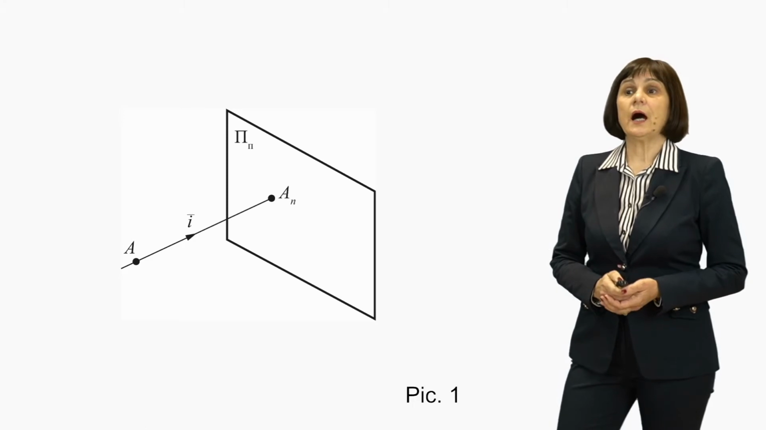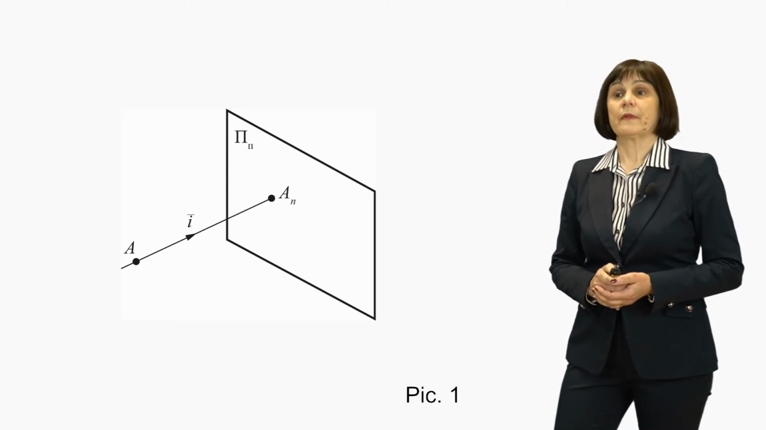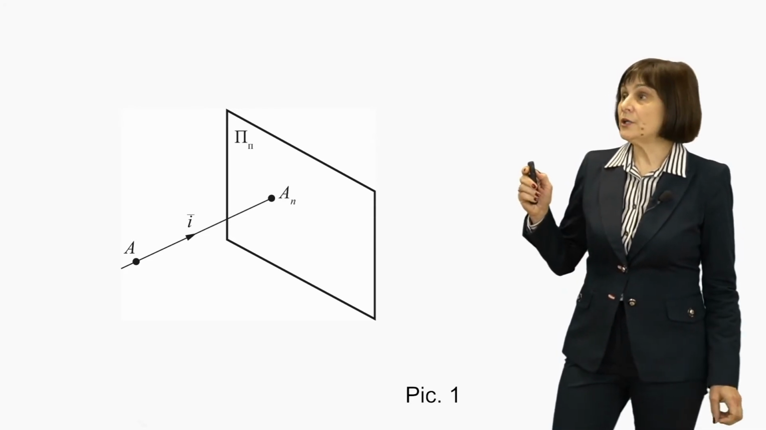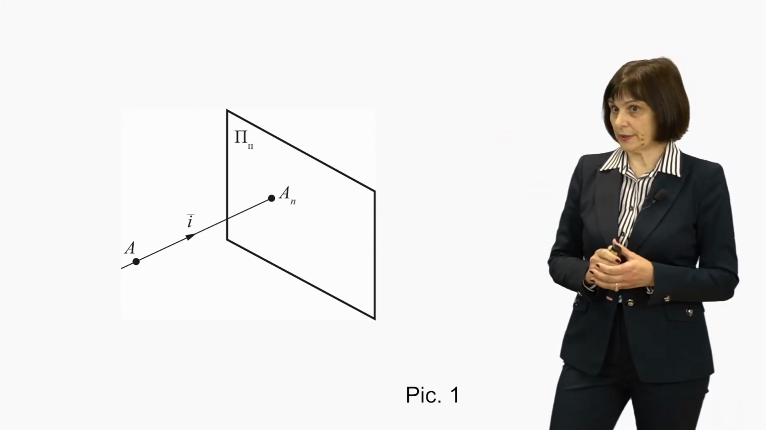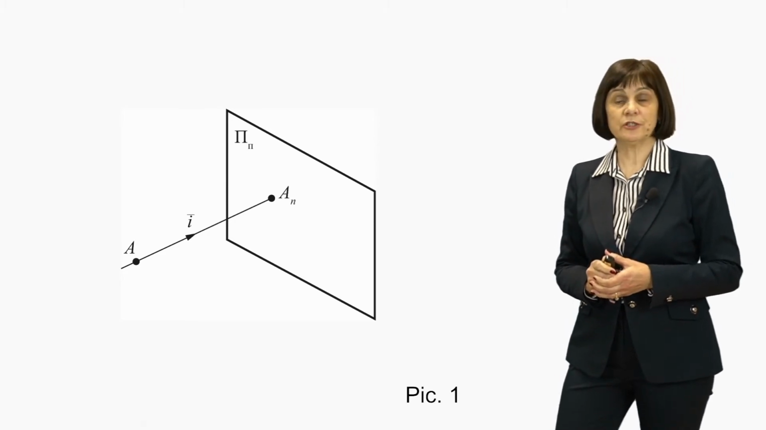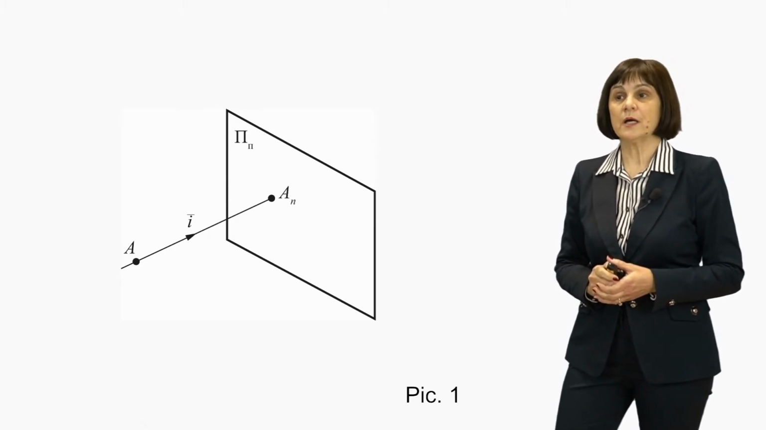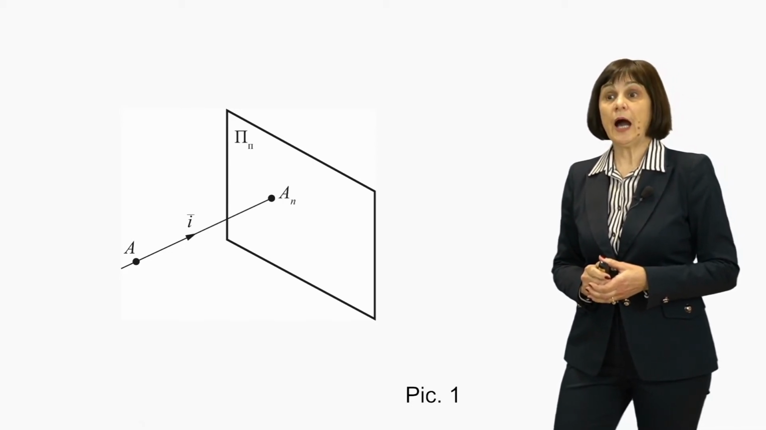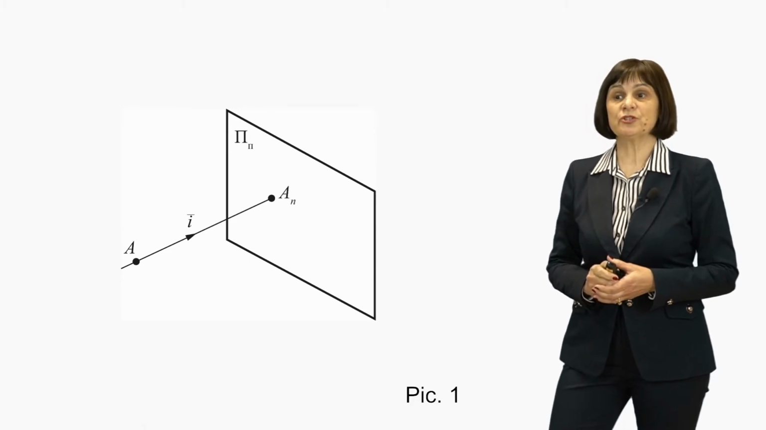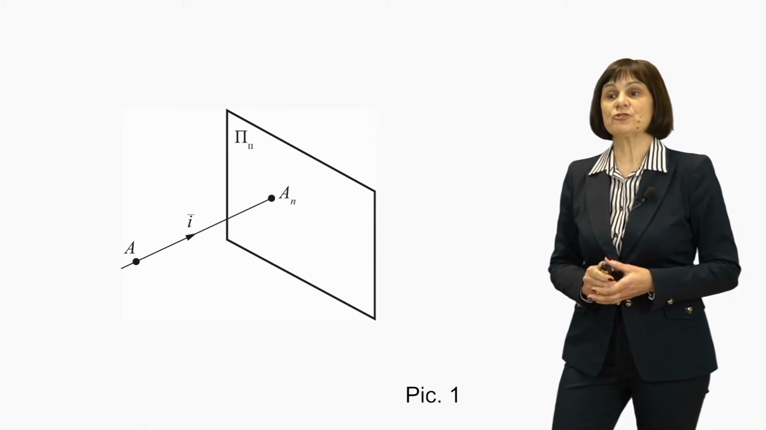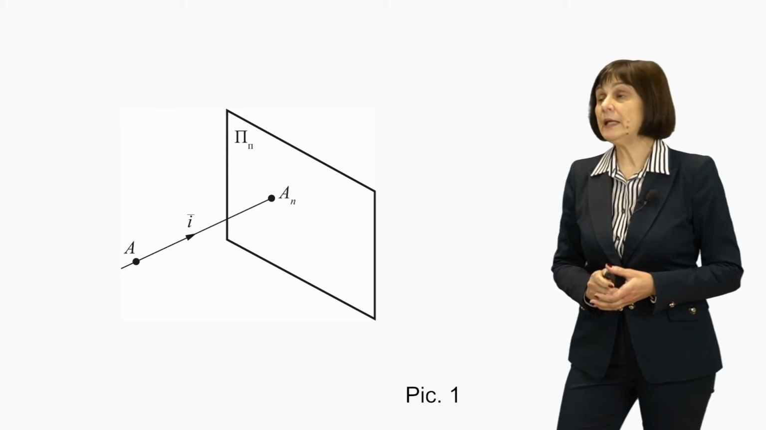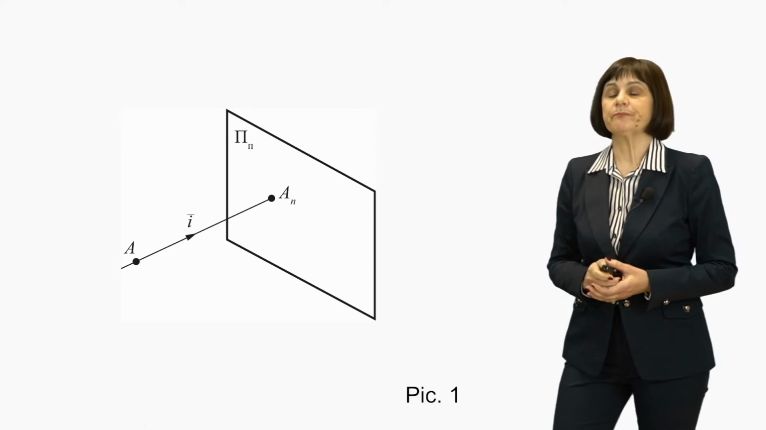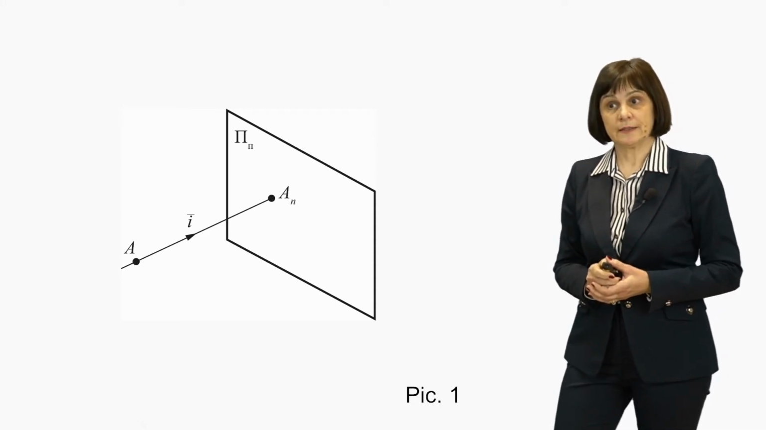Images on the plane are obtained by projections. The projection apparatus is shown on our first drawing. The object of projection is point A. Through point A passes the projection ray with direction to the picture plane, called the projection plane. This plane is denoted as plane pi. It is the Greek letter.